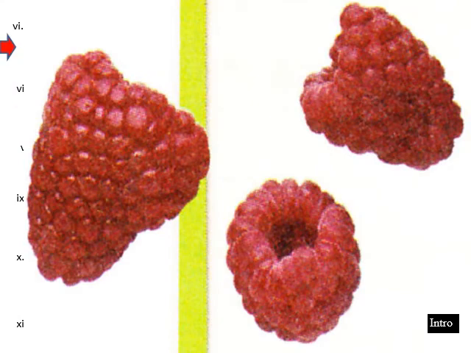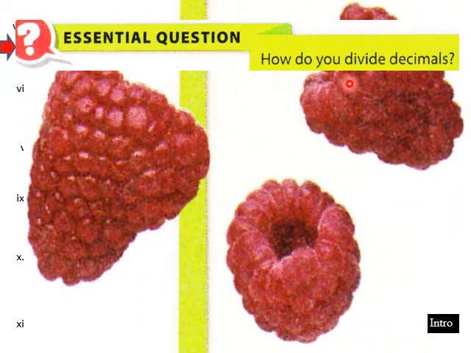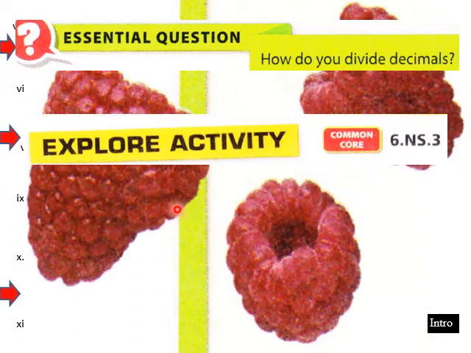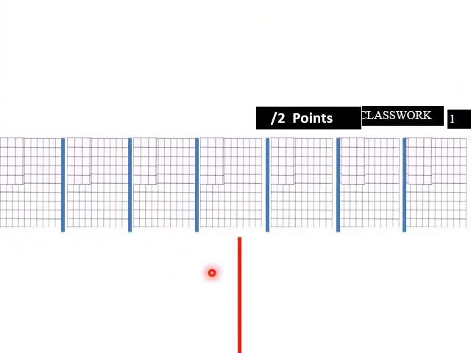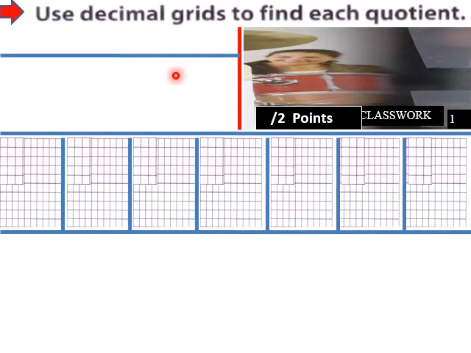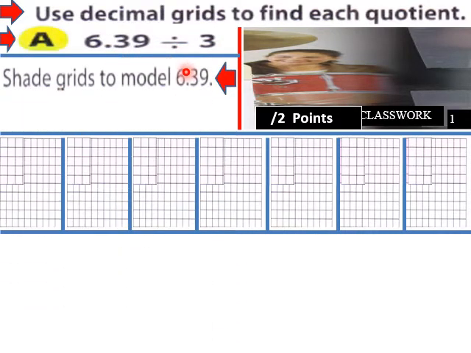Okay, onward into our lesson today. Essential question: how do you divide decimals? So our explore activity will contain this, modeling decimal division. You may use an area model, using decimal grids to find each quotient, 6.39 divided by 3.